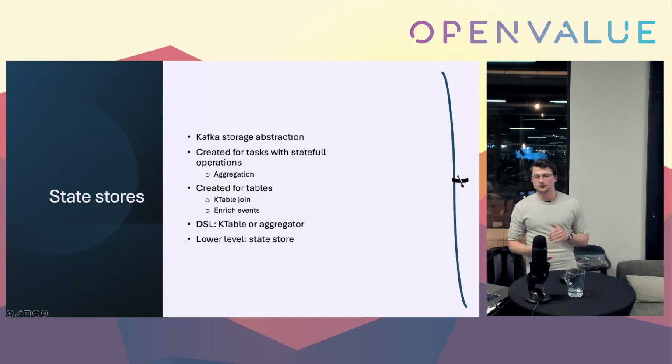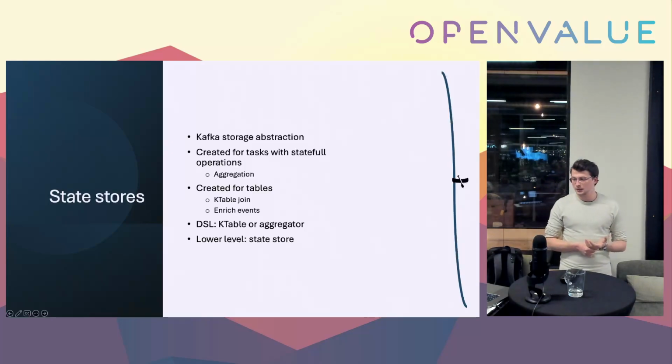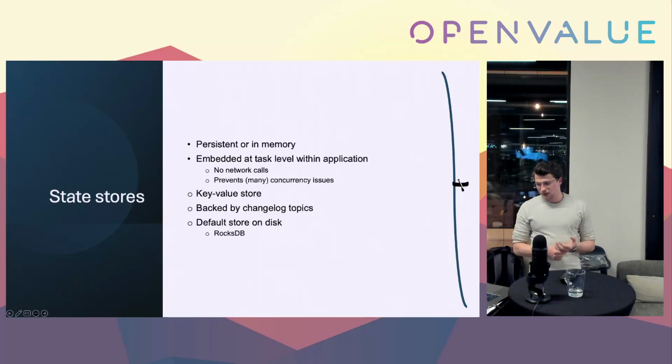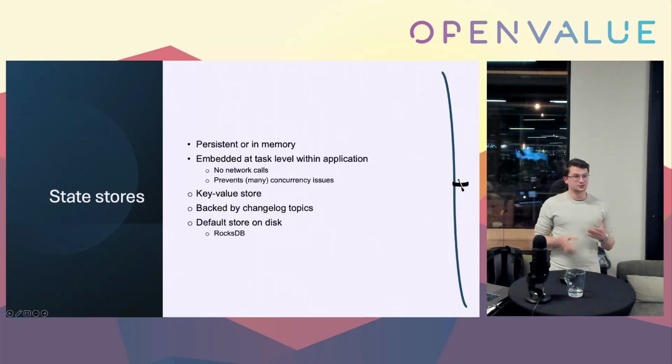You can do that by defining a k-table, which is what I showed in the beginning with the DSL, or you can do that by creating an aggregate. And on the lower level, so not using DSL but going one level deeper, you can access the state store directly as well. There are two types of state stores. One is persistent and the other one is in memory. In memory is quite straightforward. It's just kind of like a map that you can use. But persistent is a bit more interesting because then the data is persisted on disk.